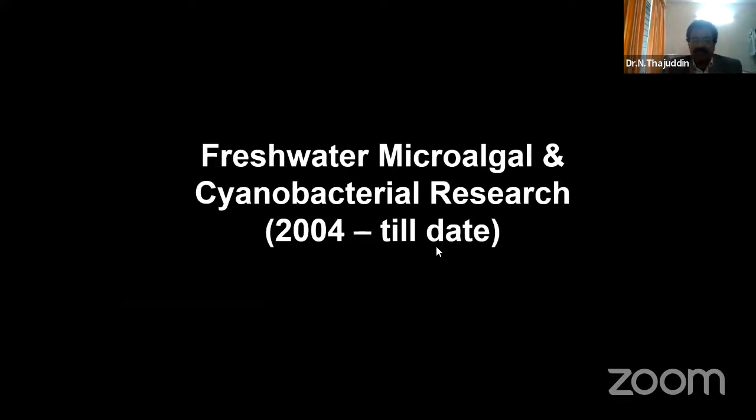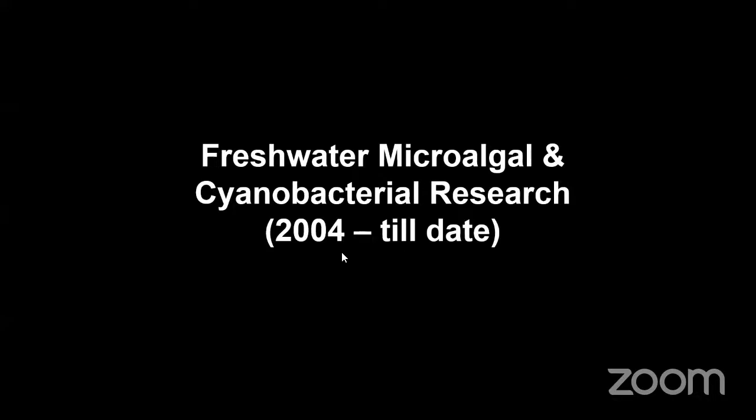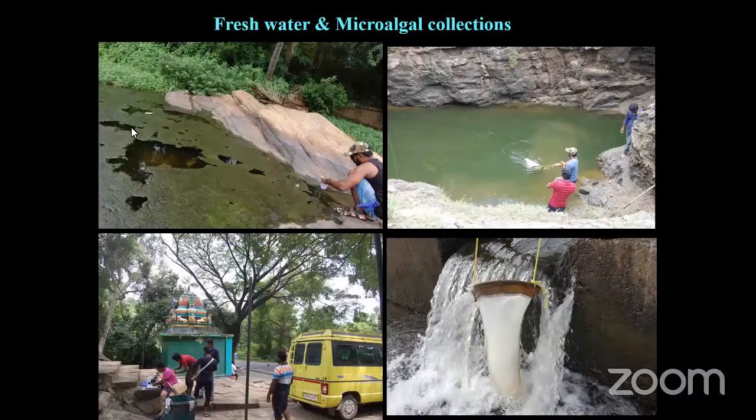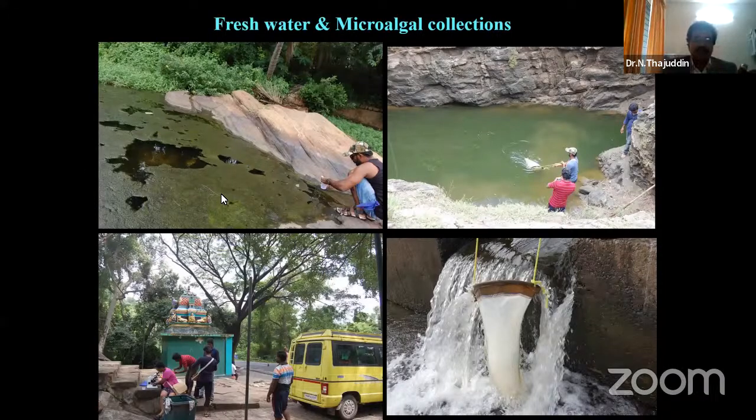From 2004 till date, I am working with the microbiology department, and I started the research. So initially we worked on marine cyanobacteria, we established the center. After this, we initiated freshwater microalgae after 2004, and we surveyed the freshwater ponds and puddles for biodiversity. Here you can see the thick algal bloom, freshwater. So when I saw this bloom, I got one important idea.